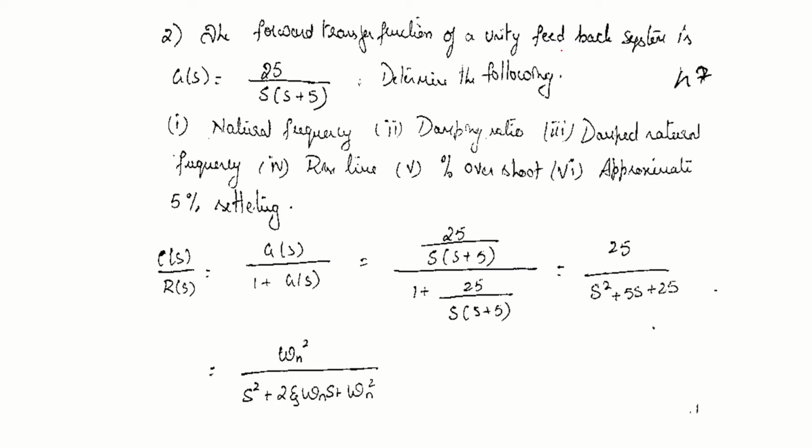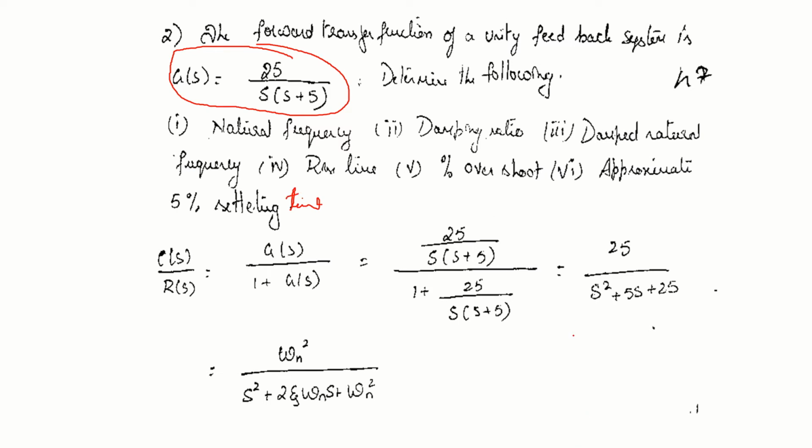The forward transfer function of a unity feedback system is given, that is G(s) equals 25 divided by s into (s plus 5). Determine the following: natural frequency, damping ratio, damped natural frequency, rise time, percent overshoot, and approximate 5% settling time.